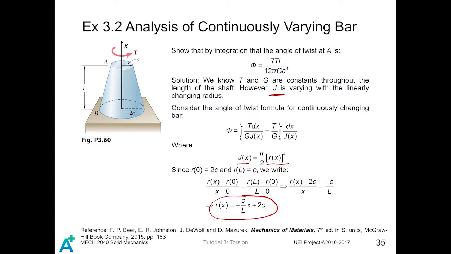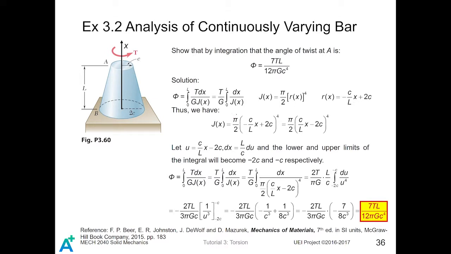So we know that at x equals 0, the radius is 2c. When x equals L, the radius is c. Then we can write the linear equation like this. By a series of simplification, we get r(x) equals minus c over L times x plus 2c.